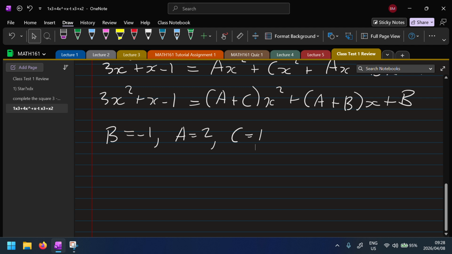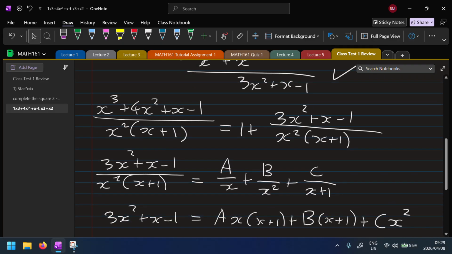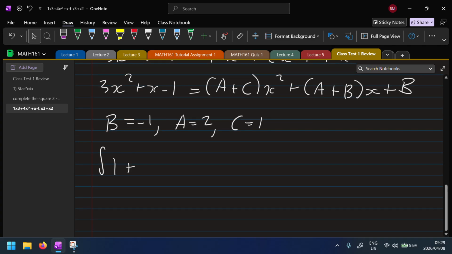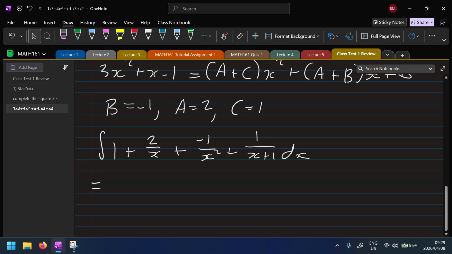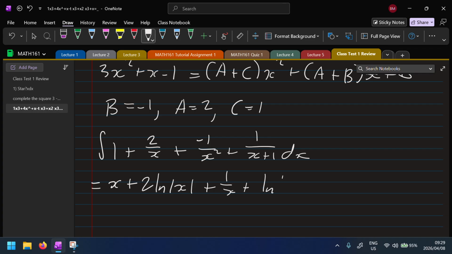And then lastly, the integration. So we have to do the integral of 1 plus, I had a for my first one, so it will be 2 over x. Then b, that was my second one, so it's minus 1 over x squared. And then c over x plus 1. There's no tricks or anything for this one, it's just normal integration. So x plus 2 ln x plus 1 over x plus ln x plus 1. There was no arctan or any funny things there. It's just normal integration there.